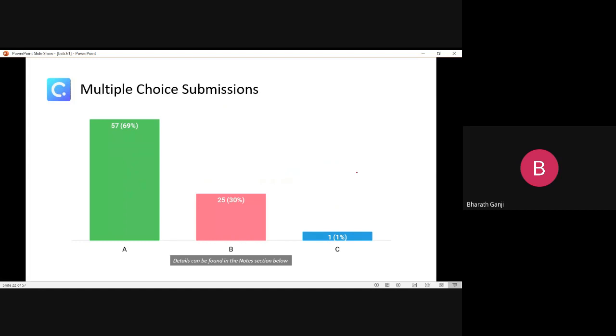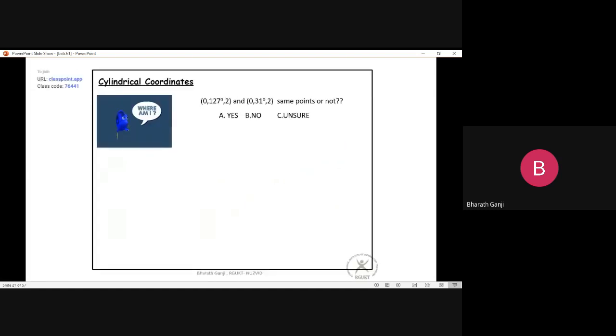So I can see that 57 people say yes, but there are around 25 people who say otherwise. And there is one person who is really unsure about the answer also. Then let me see who it is. Okay, Prasanna Lakshmi, right? So the answer is basically both points are same. In fact, both points lie on the z axis only.